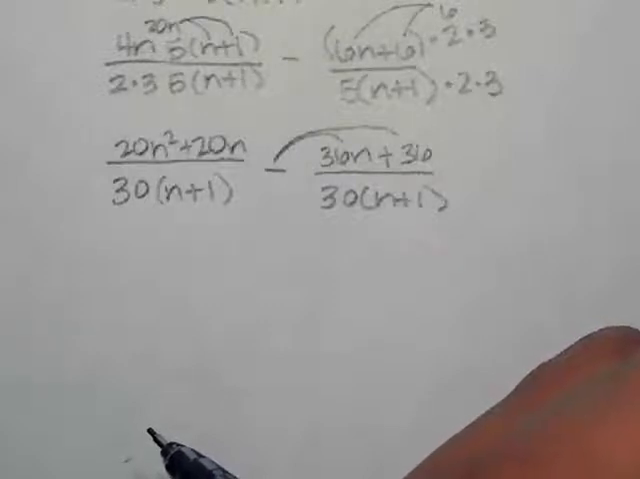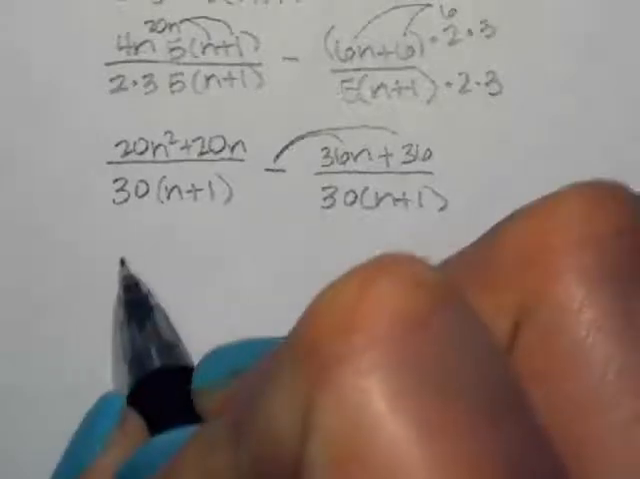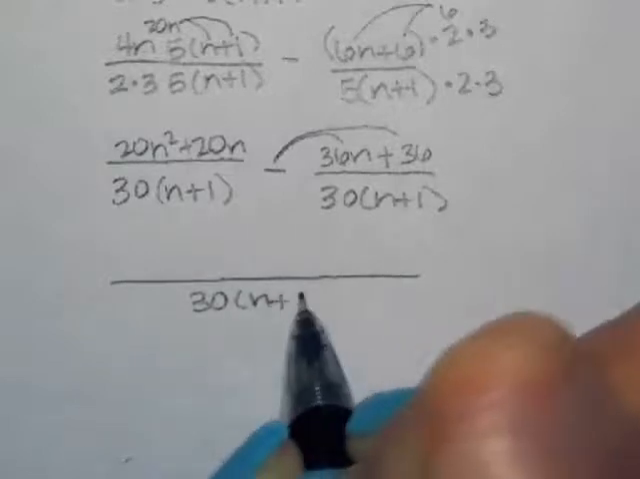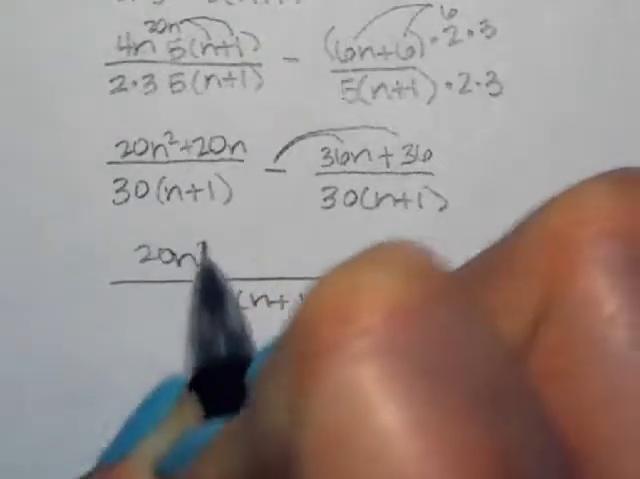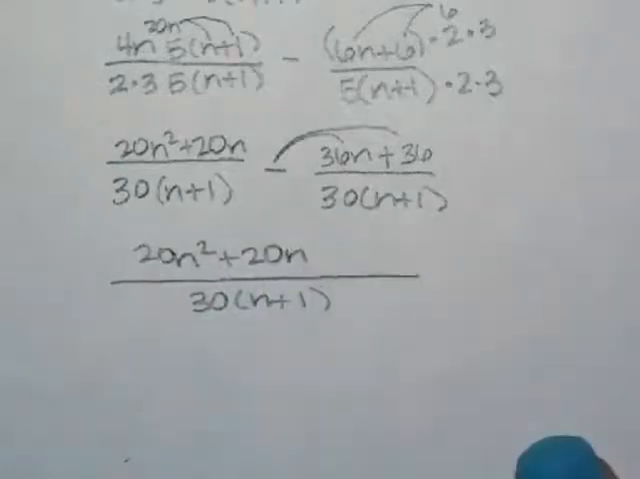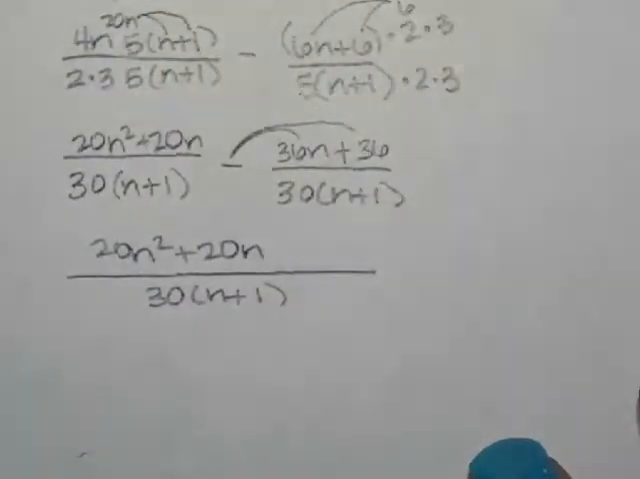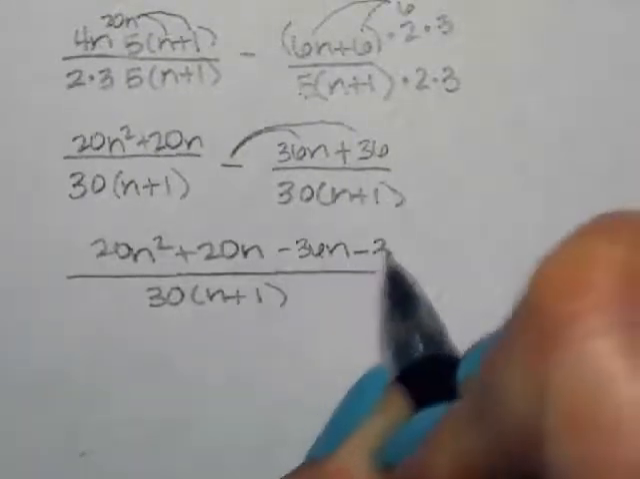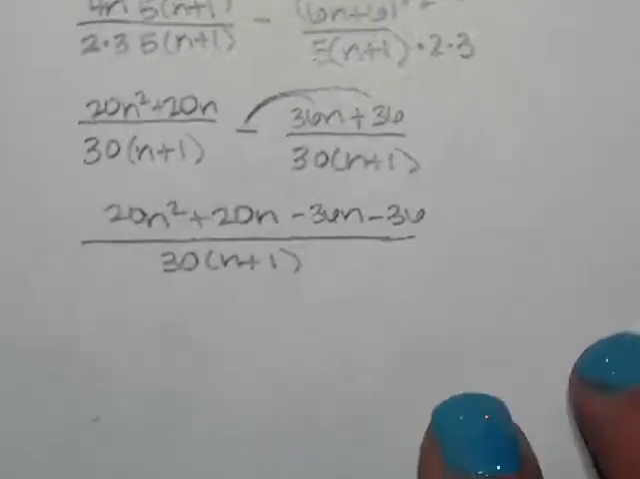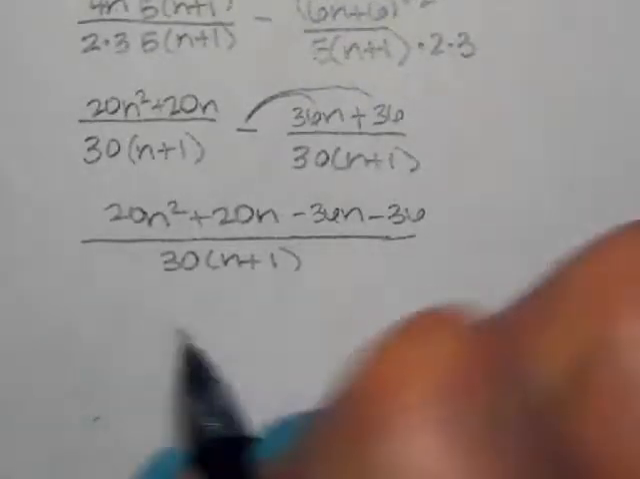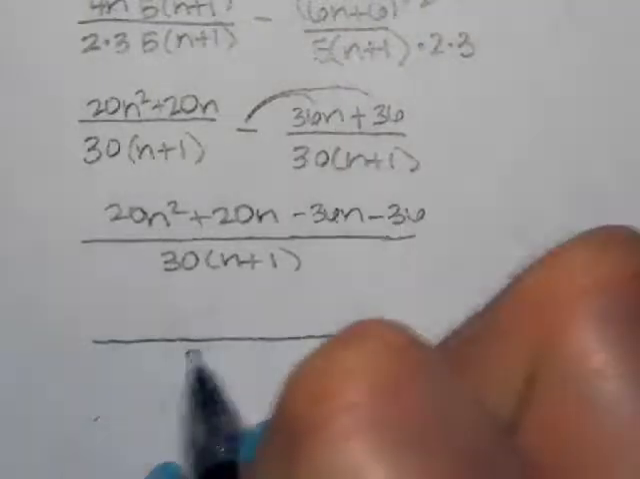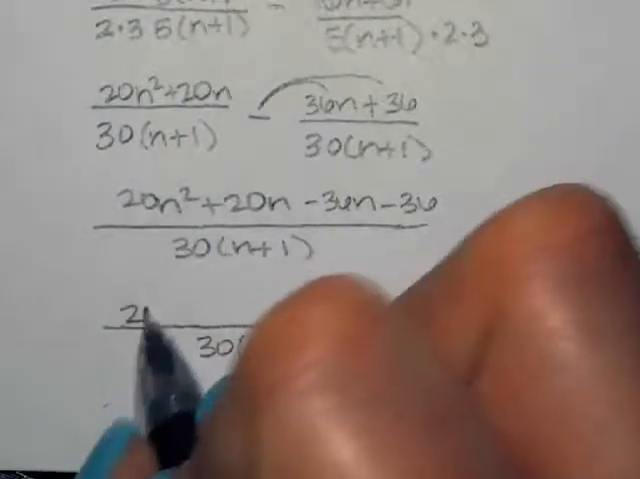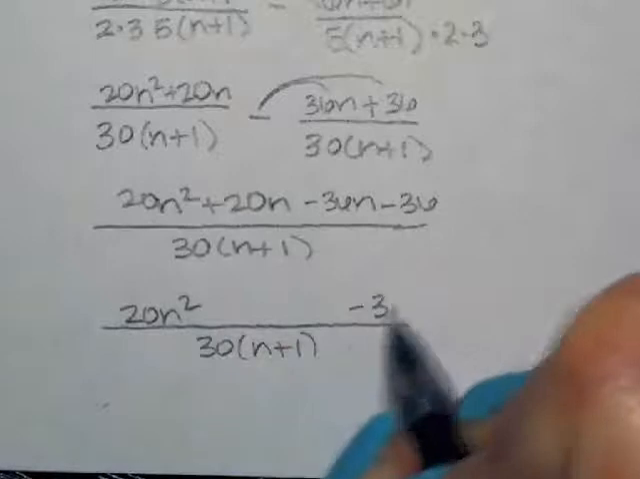All right, so on the bottom we have 30 times n plus 1. On the top we have 20n squared plus 20n. And then what do we have? Okay, and then we're going to go ahead and combine like terms. So when we combine like terms, what's the middle term?